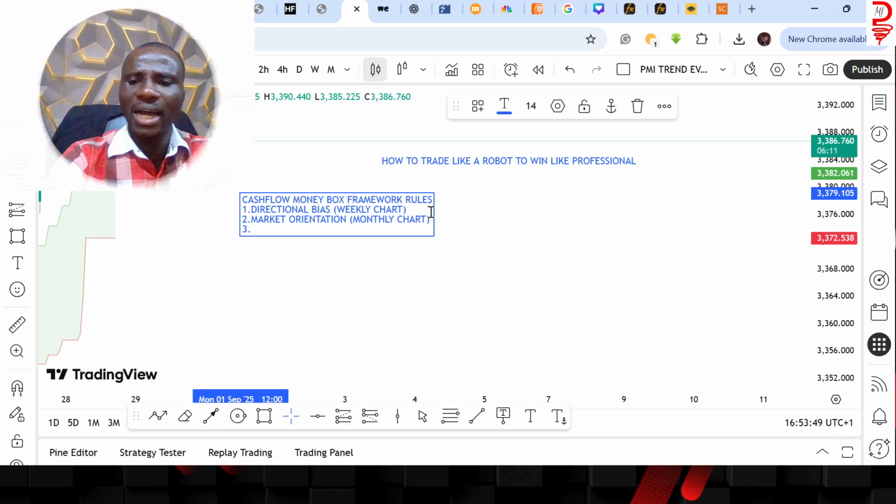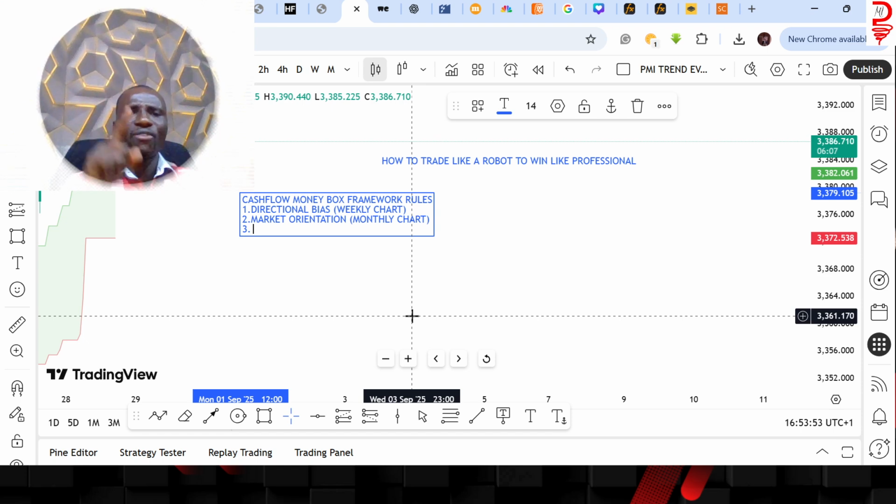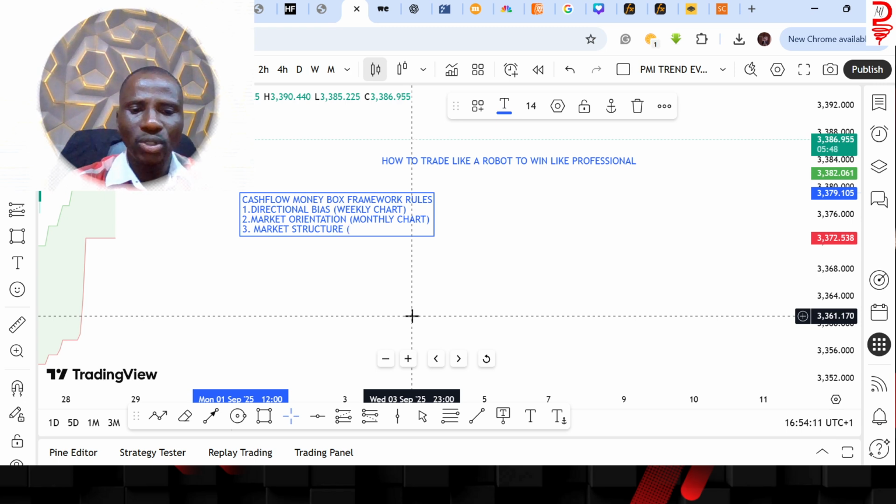The third rule says that now that you have ascertained your directional bias and you have taken an overview of the market orientation, you need to now define the market structure. Market structure. And you are going to do this on the daily. Don't worry, I'm going to take you to the charts.